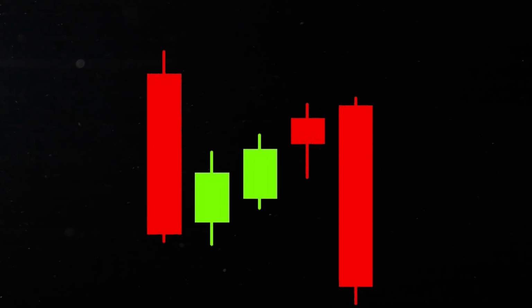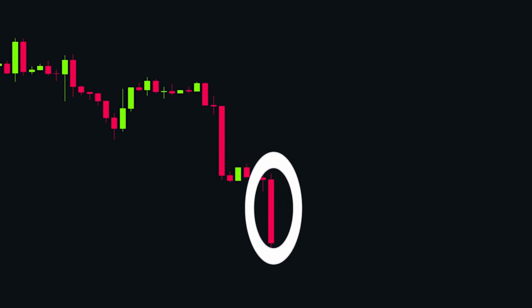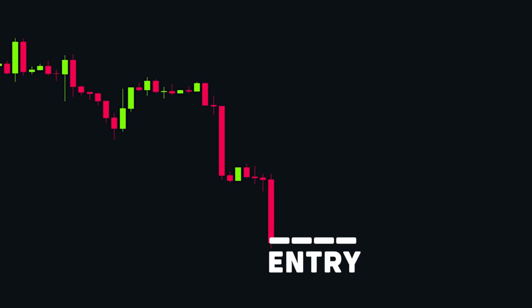Let's see this on a real chart. Here, we can see the price making lower highs and lower lows, a clear downtrend. We then see a large bearish candle, followed by some small bullish as well as bearish candles. Then, the next candle is a strong bearish candle that breaks below the range and closes lower, confirming the pattern. We will go short from this point.